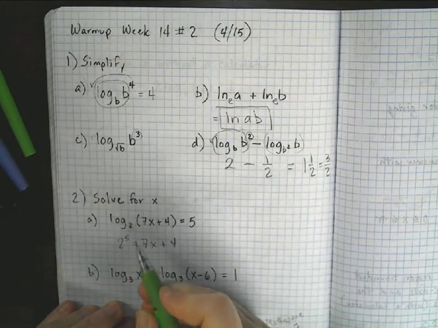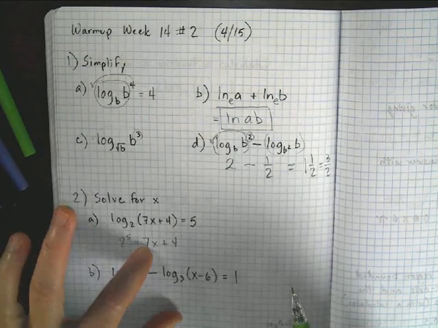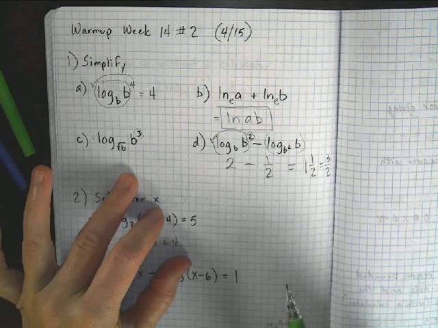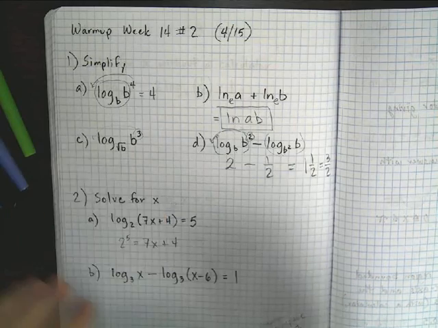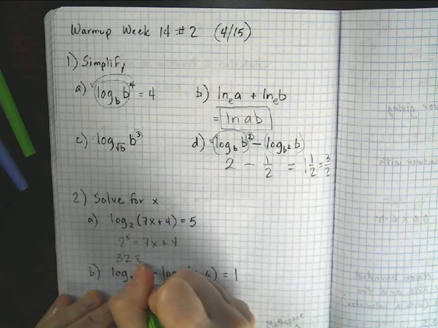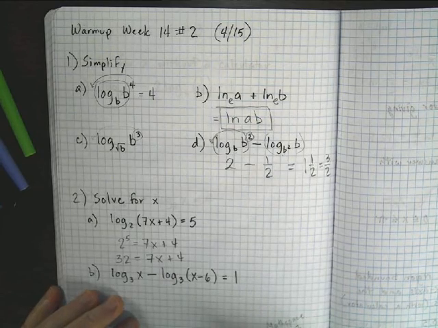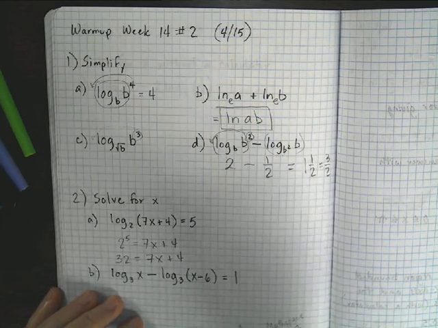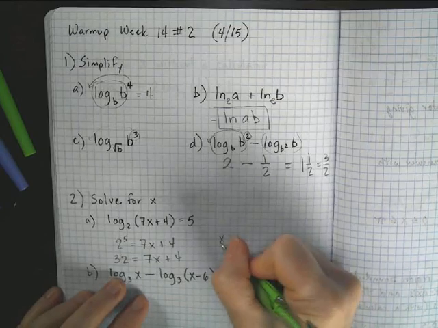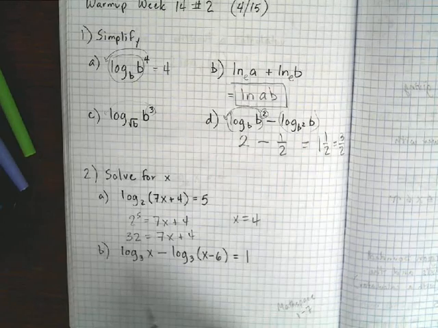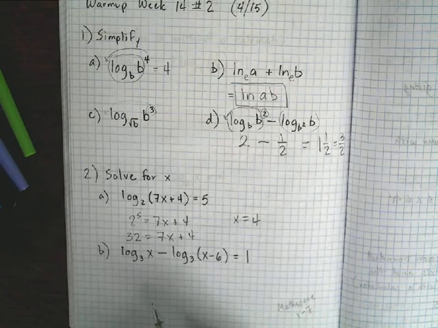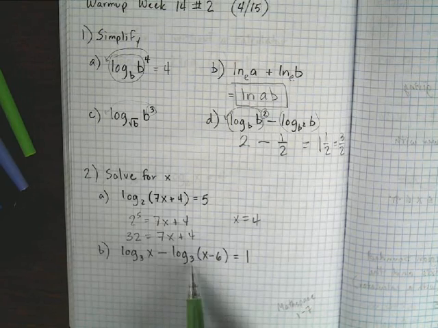2 to the 5th, what is that? 2 times 2 is 4, times 2 is 8, times 2 is 16, times 2 is 32. 32 is equal to 7x plus 4, and then you can solve it from there. And you get x equals 4. Okay, you can do that. X equals 4. All right, the next one is also fairly straightforward because the logs have the same base.